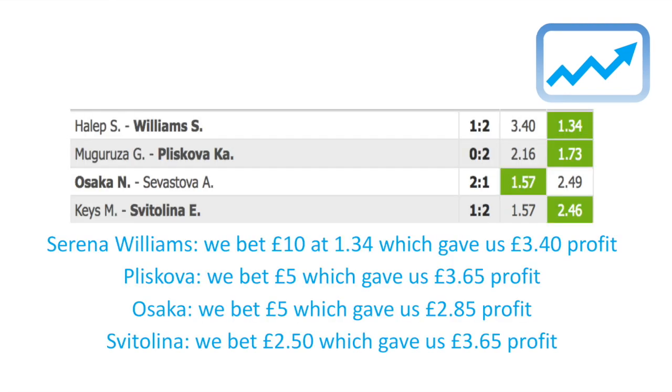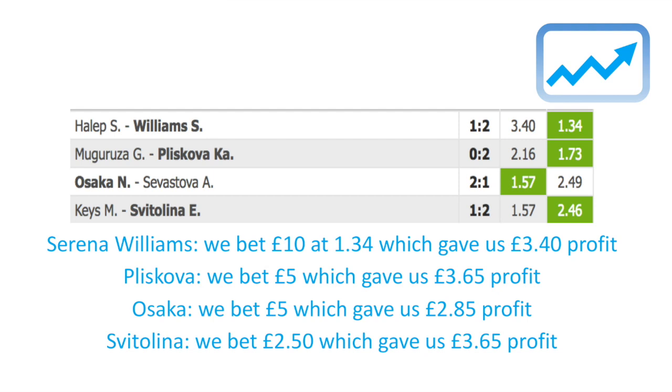So let's go through these prices to see what exactly our stakes would be on each of these matches. With Serena Williams against Halep, Serena had a starting price of 1.34. As it's below 1.5, we place a 10% stake, which with our £100 trading bank is £10 at 1.34. Now this gave us a profit of £3.40.